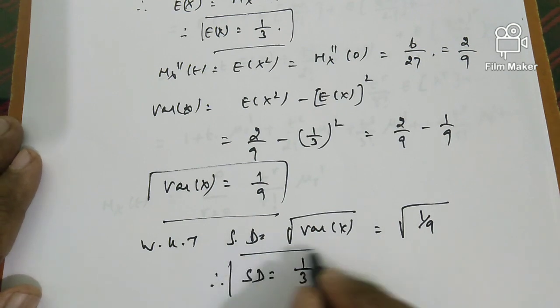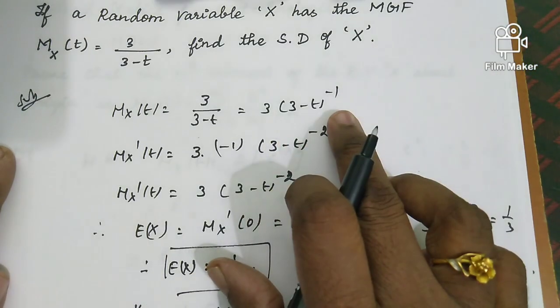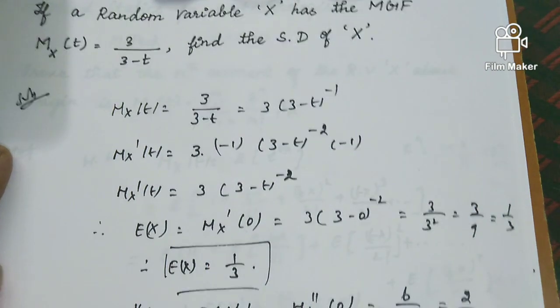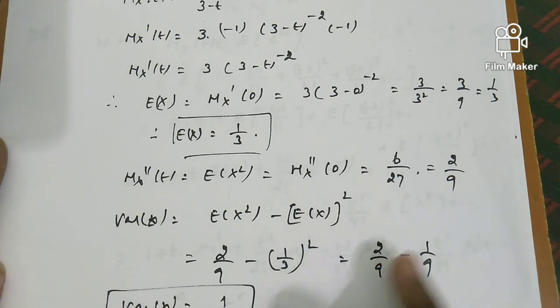So to find the standard deviation using the moment generating function, first we find the first derivative and put t equal to 0, which is our E of x, and then find the second derivative and make t equal to 0, which is our E of x square.